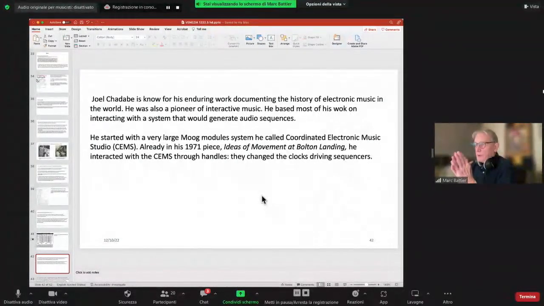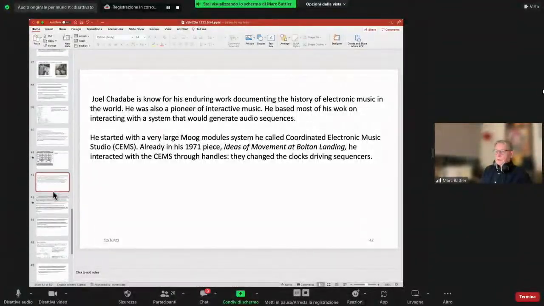I'm going to talk about Joel Chadabe now because he's known for his enduring work on documenting the history of electronic music in the world, but he was also a pioneer of interactive music. He based most of his work on interacting with a system that would generate audio sequences. He started in the late 60s with a very large Moog module system he called the Coordinated Electronic Music Studio. And already in his 1971 piece, Ideas of Movement at Bolton Landing, he interacted with that system through handles. They changed the clock driving the sequencers.